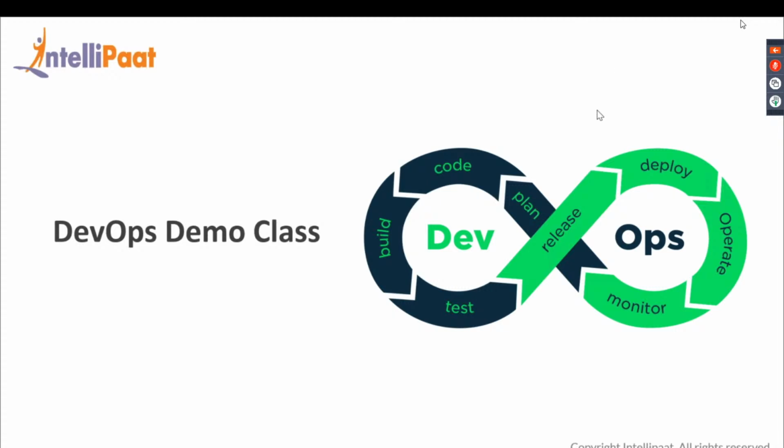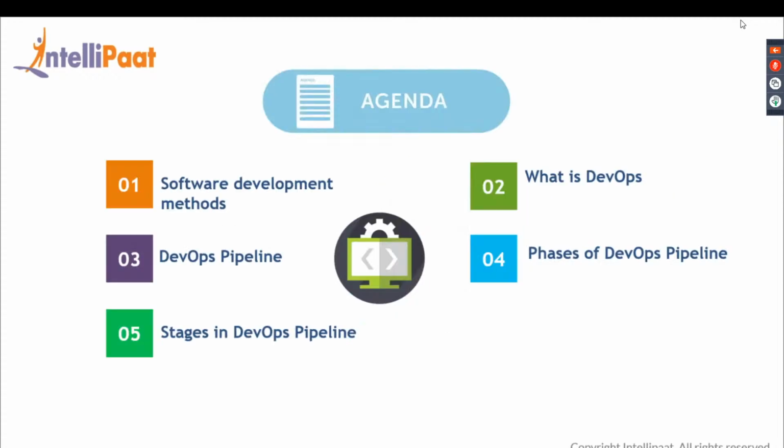Okay, so this session would be on DevOps. So what we're going to cover is I'll just brush up the software development models. What are the different models available and why DevOps is preferred right now? And then what is DevOps? How does a DevOps pipeline look? What are the different phases? And also the different stages. Okay, so these are the things we'll be looking into.